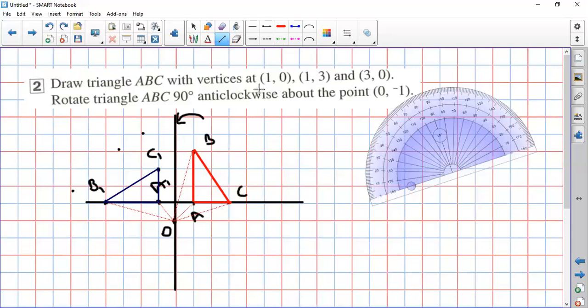Okay, so that's all for today. You are going to solve exercise one on your workbook, of course, on your class notebooks. You'll draw the figures and perform the rotations. So have a nice week.